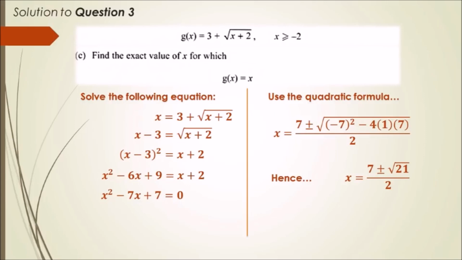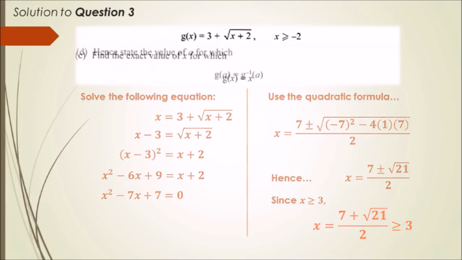And now, since x must be greater than or equal to 3, which satisfies the inverse property, we should therefore get x equals 7 plus root 21 over 2. If we chose the negative value, it would be less than 3, so that would not be a valid solution that satisfies the function itself. And of course, it will cause a problem.